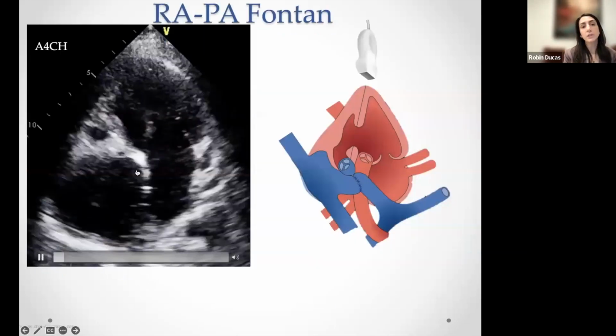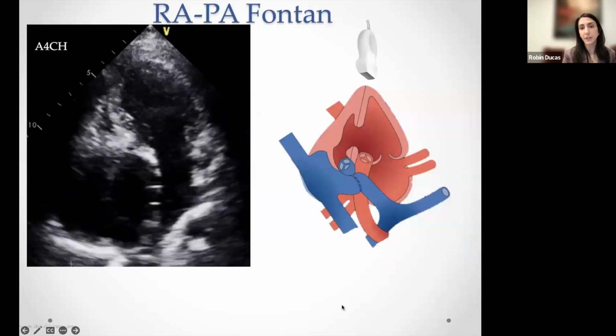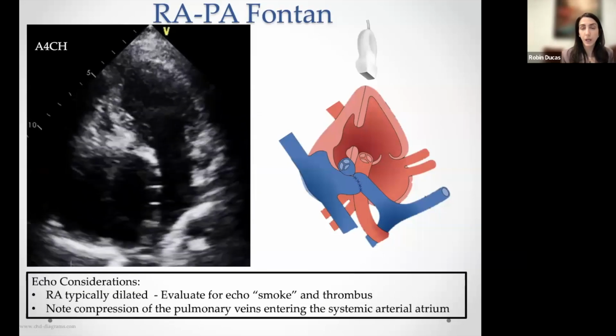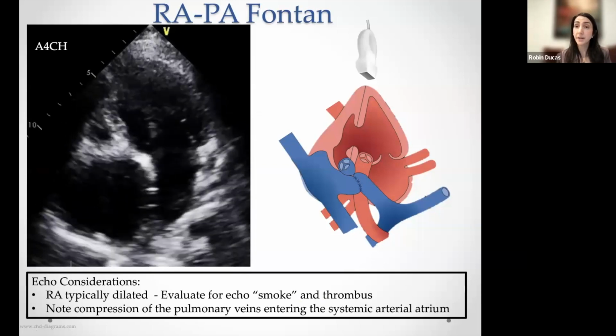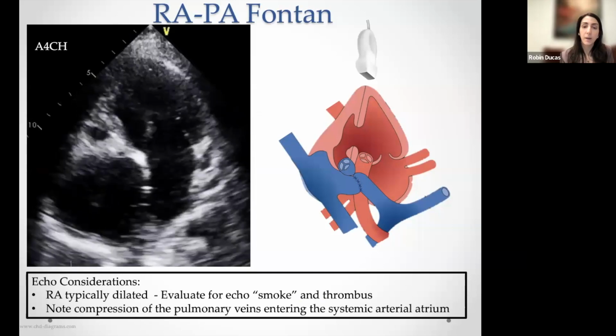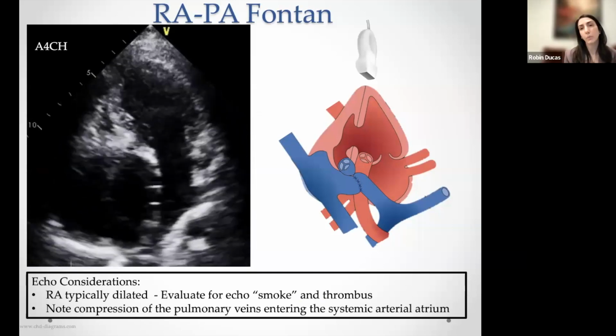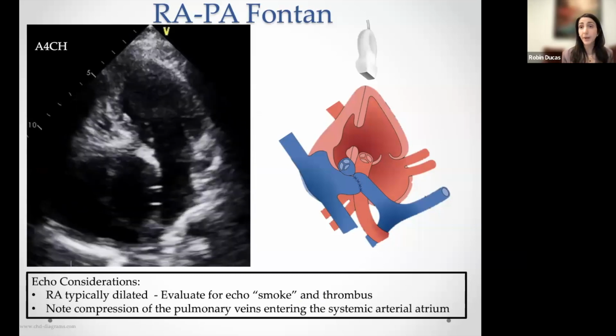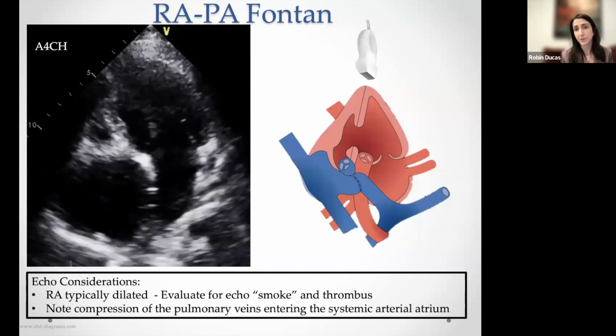And when imaging these patients, what we will typically see here is a very dilated right atrium. And because of that, there can be stasis in the right atrium because there's a pooling, or it acts kind of like a lake. And we look for smoke and we look for thrombus. And we want to evaluate for the size of the right atrium and if it's compressing any associated structures.